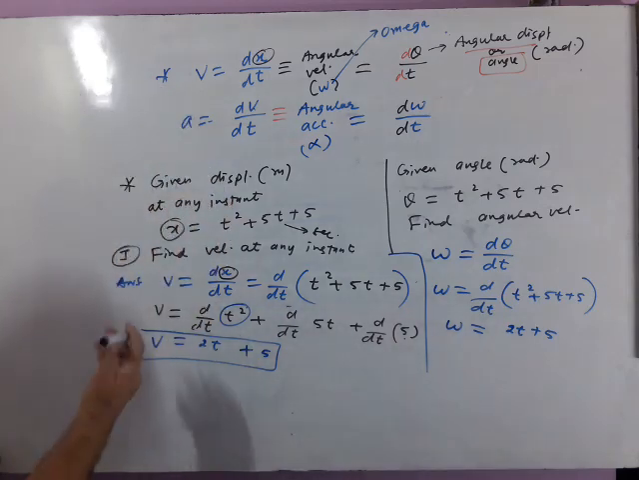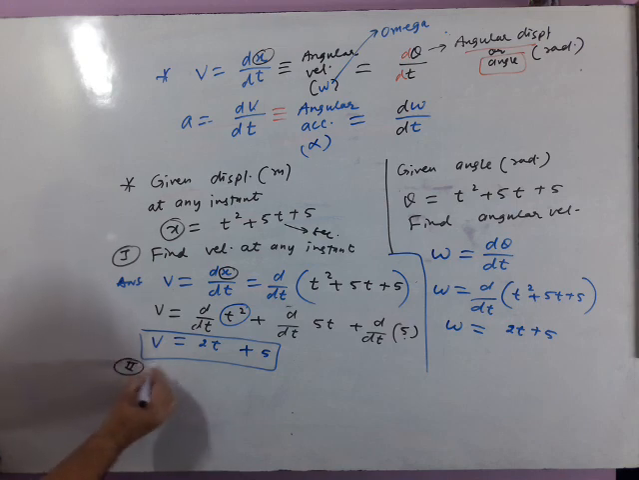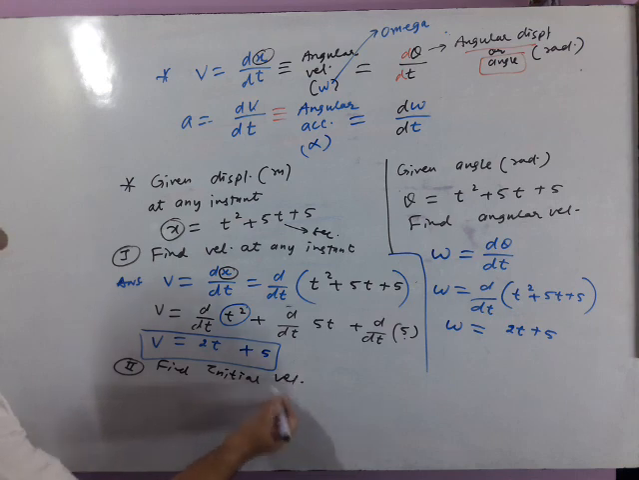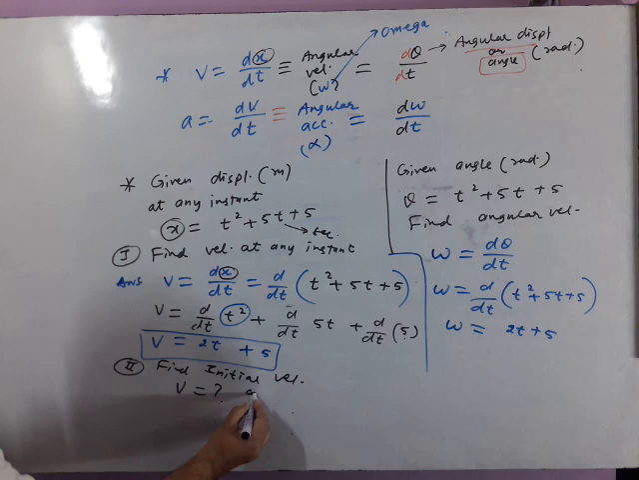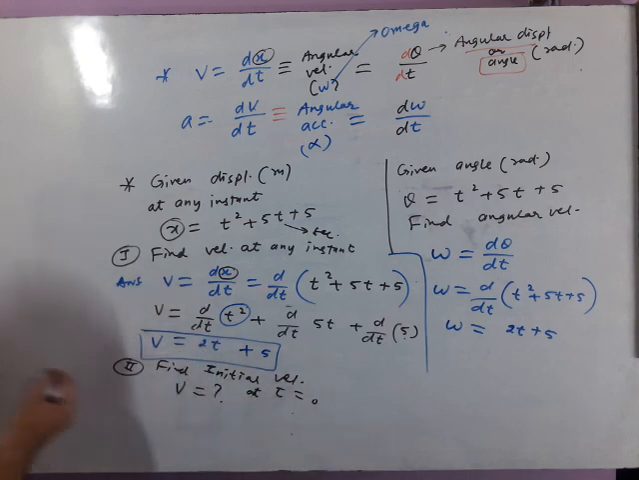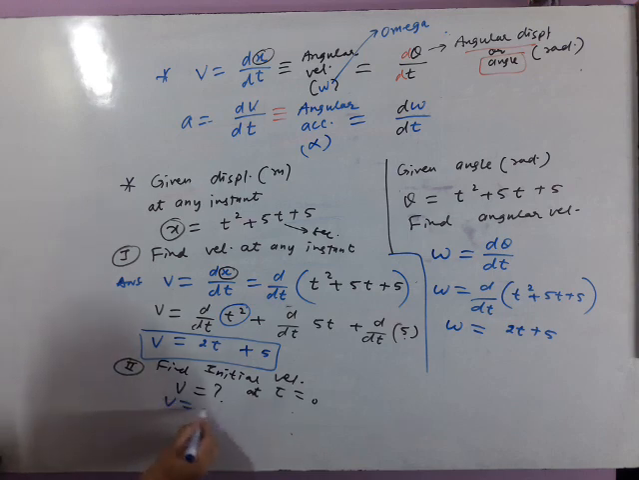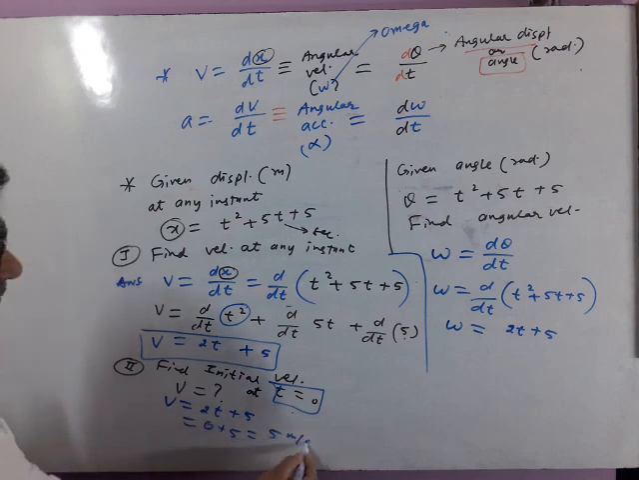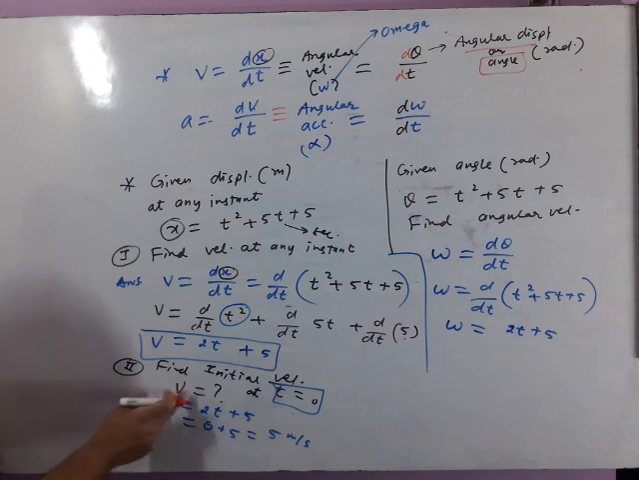Now see, if I say part 2, find initial velocity. Initial velocity, you know, is the velocity at t equal to 0. So in the expression for velocity, which is 2t plus 5, input the value of time as 0. So 0 plus 5, 5 meter per second. This is the velocity when time was 0. This is called u, initial velocity.